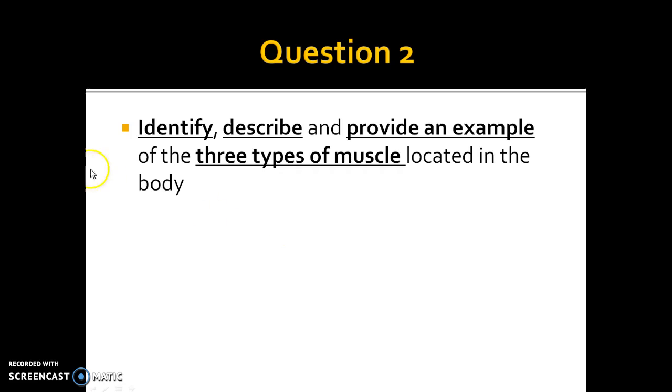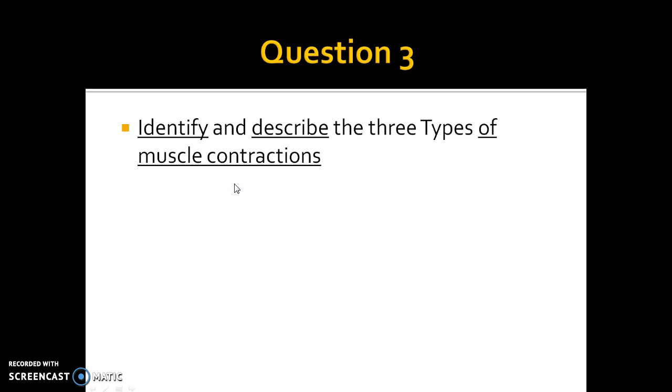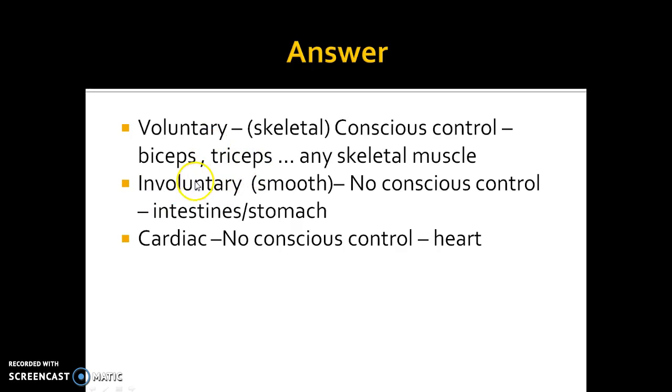Question 2 then. Identify, describe and provide an example of the 3 types of muscle that are located in the body. So you will be circling the bit that I've underlined there. Now, can you think of anything that you could use to remember it? If you're struggling with this question, rather than just looking straight to the answer, I've given you a way you could remember it. Does this help you? So you could have used VIC, which has gone off my screencast. So voluntary, that's the answer there, involuntary, and cardiac.